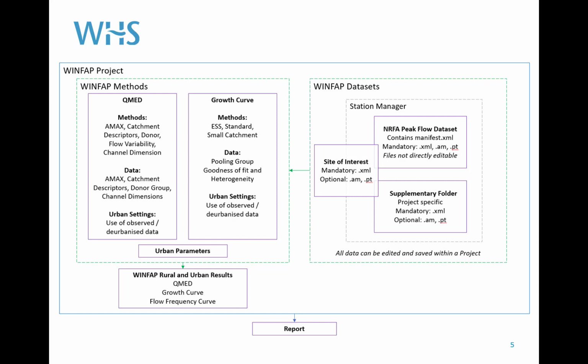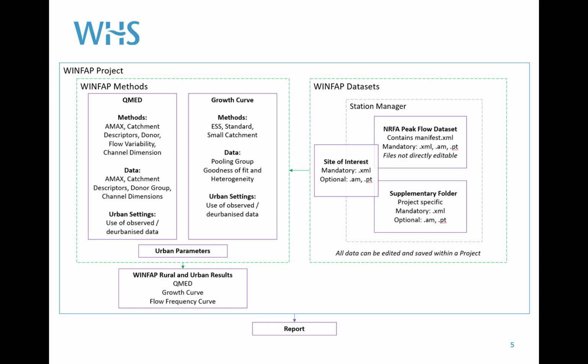Within a given project, any of these data sets can be edited, and these will be saved as part of the project file. These data sets are then used within the WINFAP methods to produce the final results. The QMED and growth curve estimation processes require a number of aspects to be identified, which include methods to be used, the data set utilised, the urban settings, and the urban parameters. These are then used to produce the final rural and urban flow frequency curves.